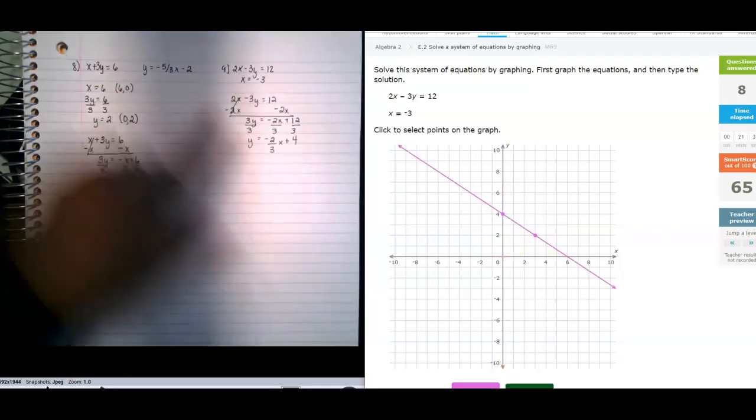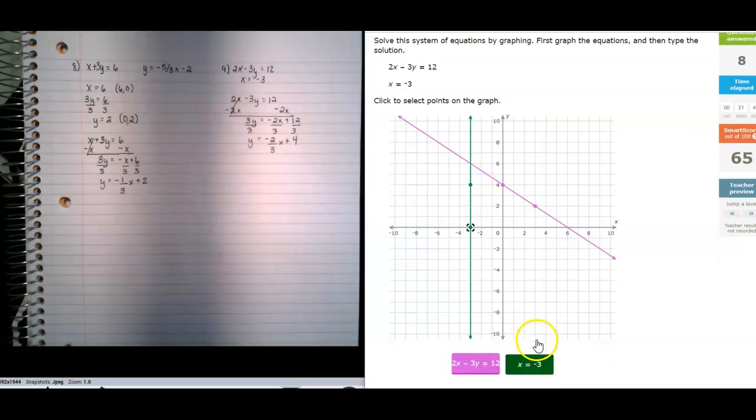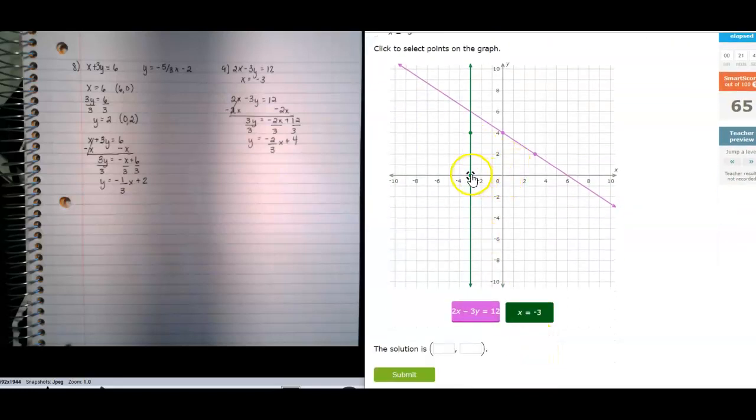The other line is just x equals negative 3, so I know that's a vertical line going through the x-axis. And the solution to my system would be negative 3, positive 6.